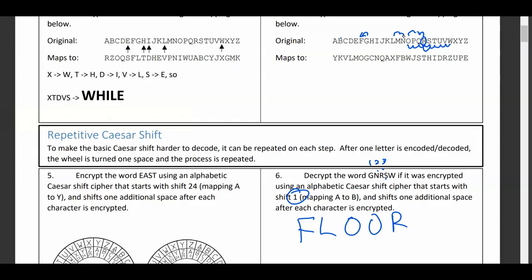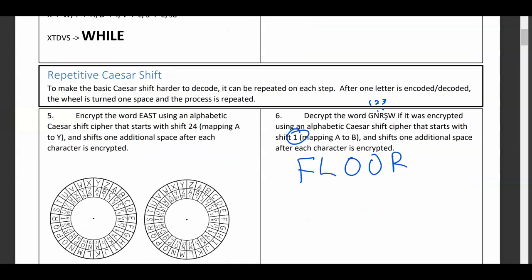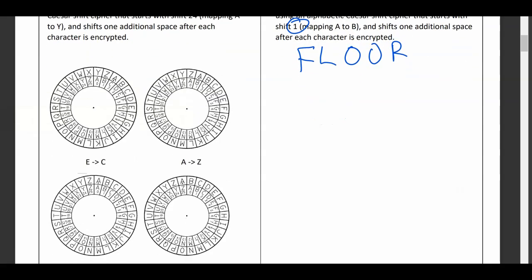If it's encrypting by going forward 18, the first letter goes forward 18, the next letter goes forward 19, the next letter goes forward 20, etc. And going backwards, the first one goes back 1, the second one goes back 2. Or if it's a forward shift by 10, then the first letter goes back 10, the next one goes back 11, the next one goes back 12. And you could do that efficiently with just a list of numbers or letters like the alphabet here.